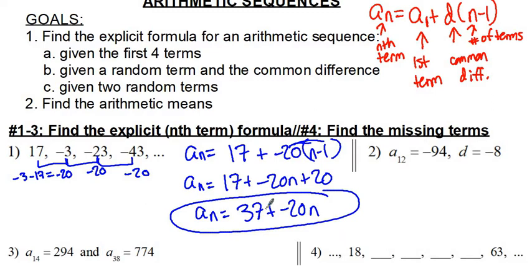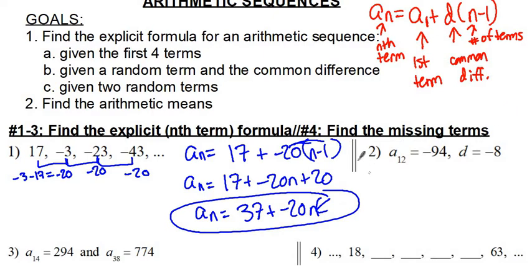Again, what's the utility of that? What would that be used for? Well, now that you know that, you can find any term that you might want to find in that sequence. If you want to find the 100th term, all you have to do is plug in 100 right here for n, and you'll be able to find that.